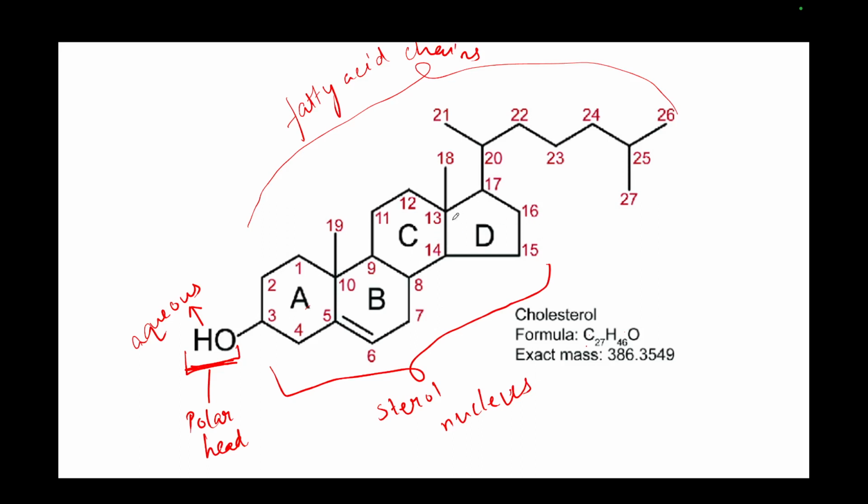Then from this fourth ring we have the chain attached to it, and the difference in these chains makes different kinds of sterols. So cholesterol, ergosterol, we'll see in upcoming slides that there are different types of sterols, and the difference is mainly in this hydrocarbon chain or the alkyl chain. So this is called the alkyl chain.